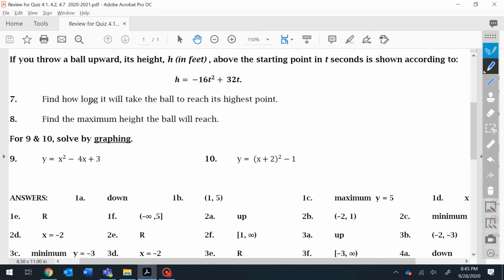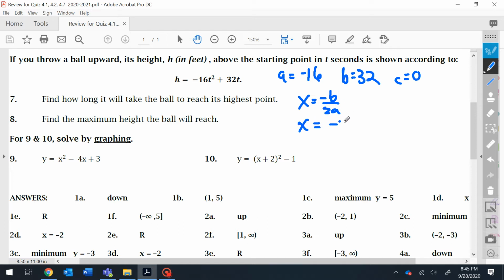So find how long it takes the ball to reach its highest point. So its highest point is going to be the vertex, since this opens down. So our A is negative 16, B is 32, C is 0. So the how long, that's going to be the x coordinate of the vertex. So we're going to do x is equal to negative b over 2a.